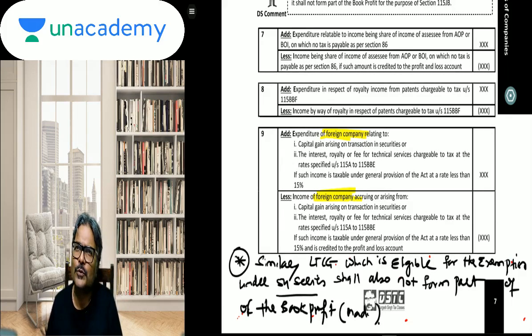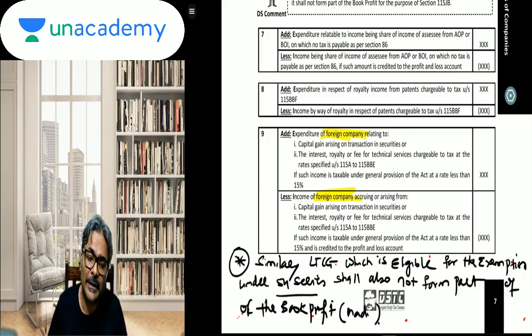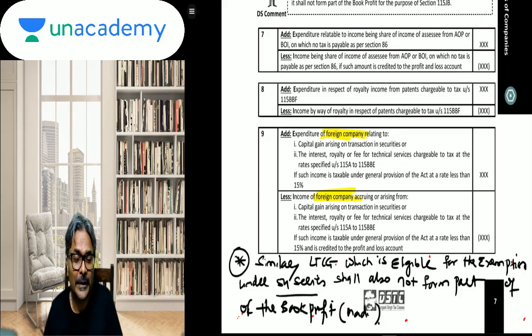With this, now we go to our next interlinked additions and deductions, and that is point number 7, students. What it says: add the expenditure relatable to the income being the share of income of SSC from the AOP or the BOI on which no tax is payable as per section 86. So students, what is the background of this particular adjustment? Please pay attention.